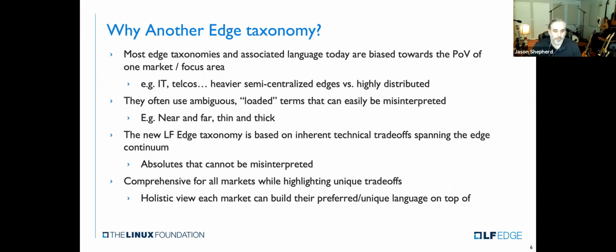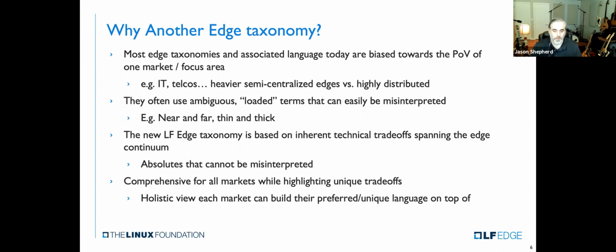So this new taxonomy that we'll run through, myself and Vikram and Matt, we'll talk about this taxonomy and some key considerations at the various edges, and Matt will get into some deployment models and use cases and how State of the Edge is a really good resource for more information. We'll talk about the project, all that. But the taxonomy is based on inherent technical trade-offs.